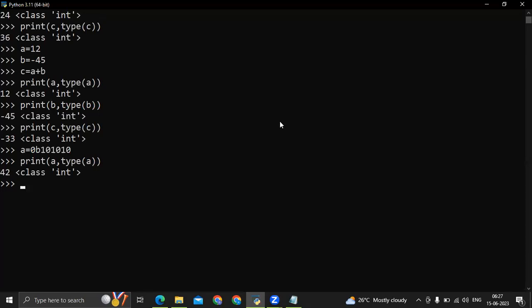Now, if I write bin of 42, the binary format of 42, then I'll get 0b101010. Is this clear? I can write like this also. If I write A is equal to 0b 1111, and print A, type of A, it's 15. Right?